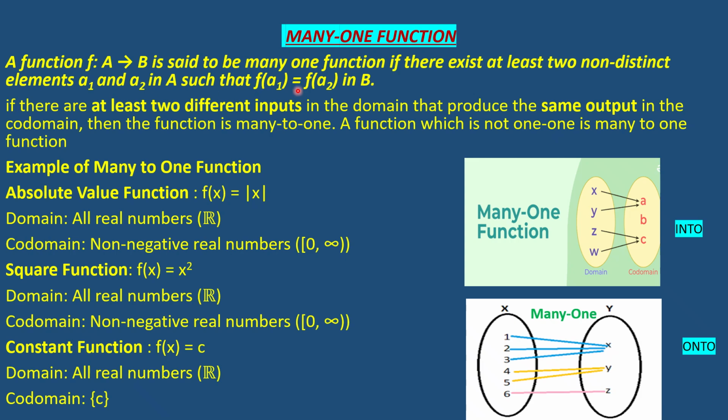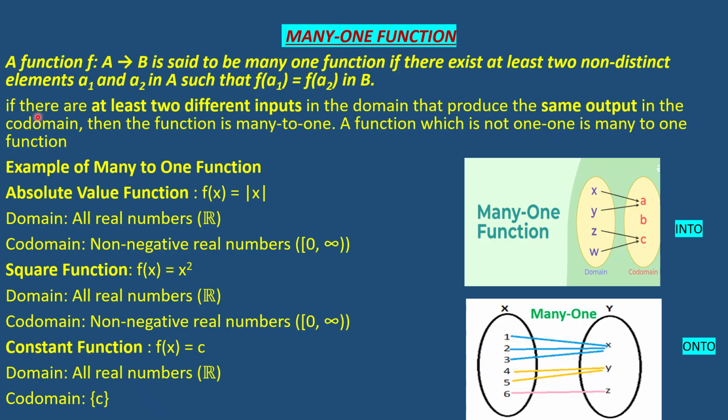This is the many-one function. A function f from A to B is said to be a many-one function if there exist at least two distinct elements A1 and A2 in A, such that f of A1 equals f of A2 in B. Means two distinct elements in the domain will have the same image in the codomain. That type of function is called a many-one function.